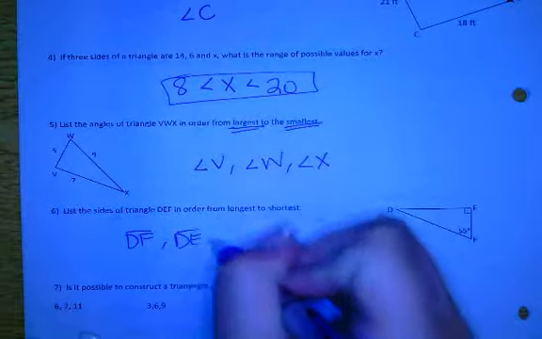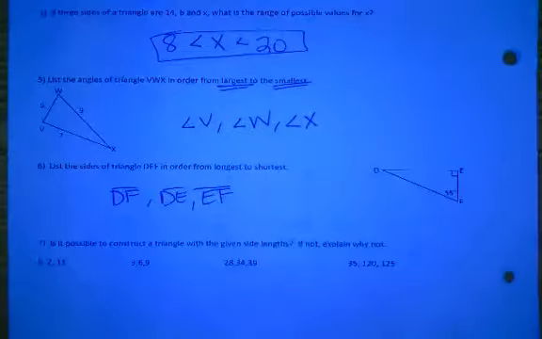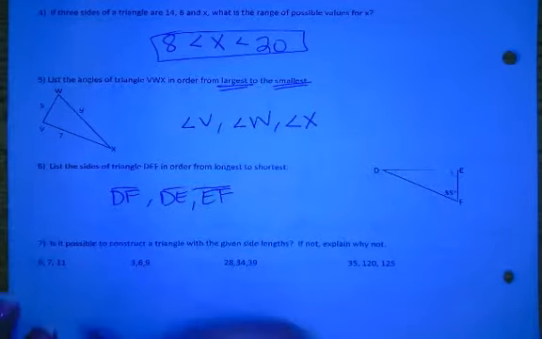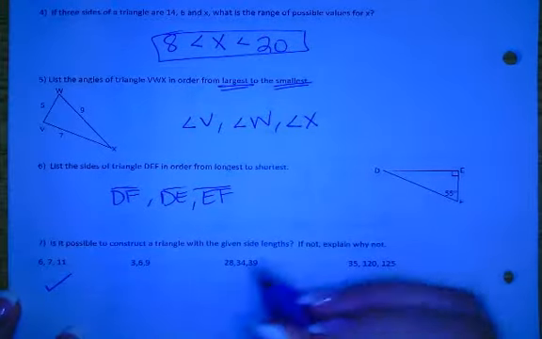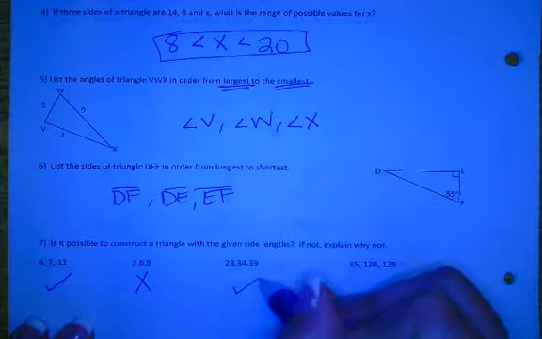And number 7, is it possible to construct a triangle with the given side lengths? If not, explain why not. 6, 7, 11? 3, 6, 9? 28, 34, 39? 35, 120, 125? Awesome. Any questions on the back? Okay, I'm coming around with your homework.